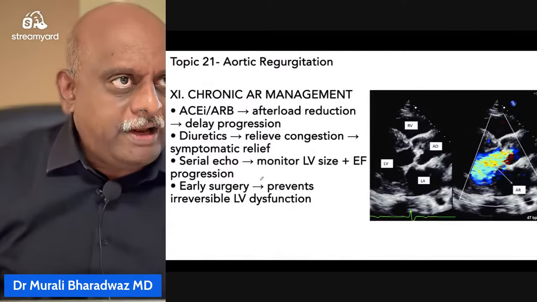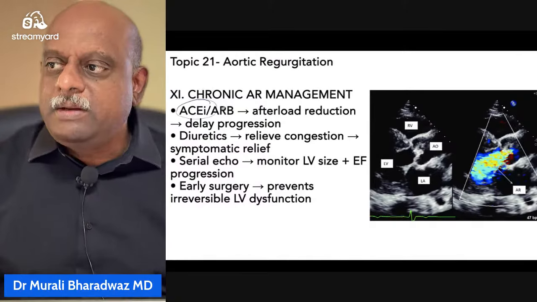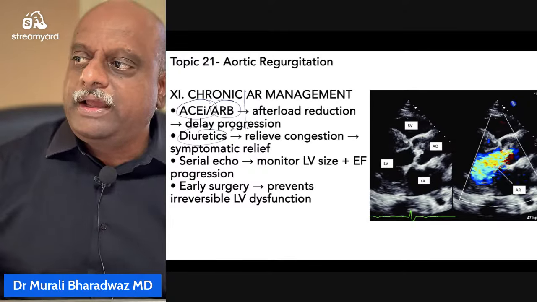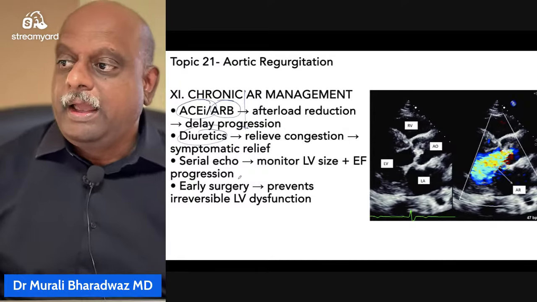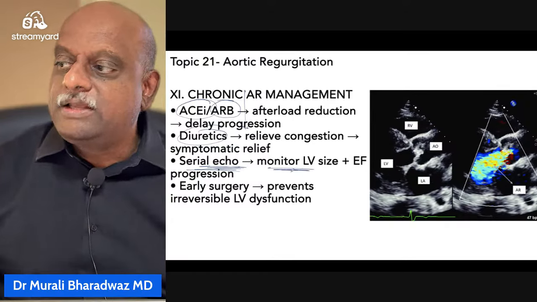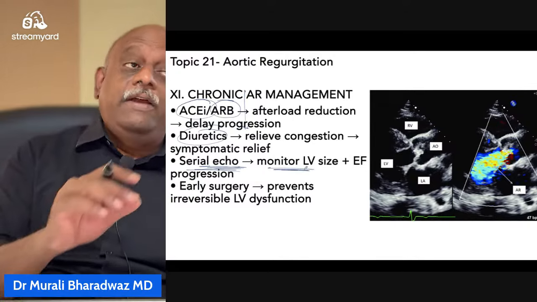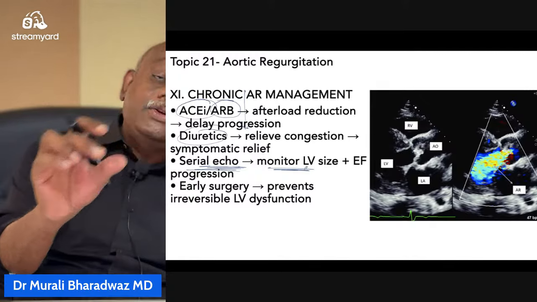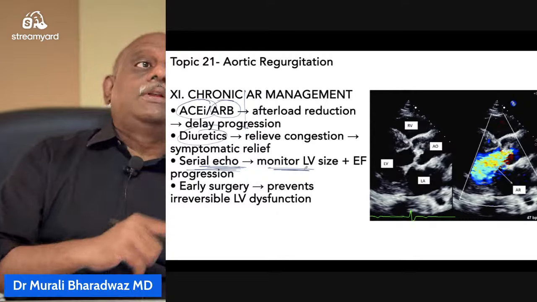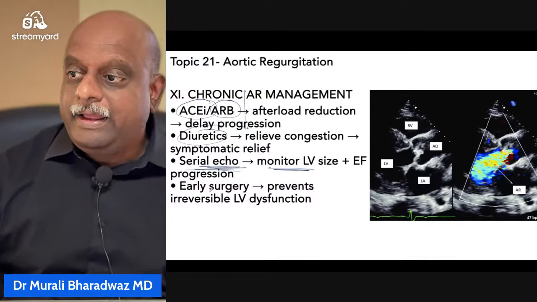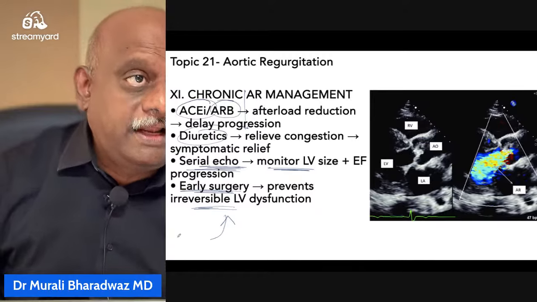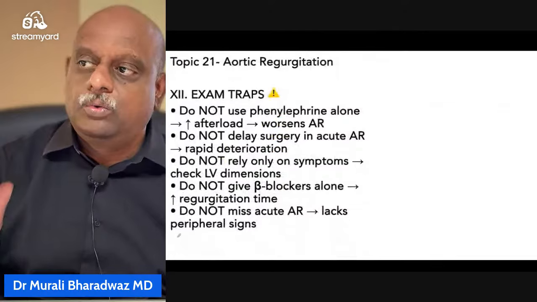Then chronic AR, what will you do? You give ACE inhibitors, ARBs, diuretics, everything to decrease the afterload. And you need to do serial echo. Monitor the size of the LV because LV end systolic and end diastolic diameter is an important indication of when to do the surgery, right? And early surgery will prevent irreversible LV dysfunction, is the rule.